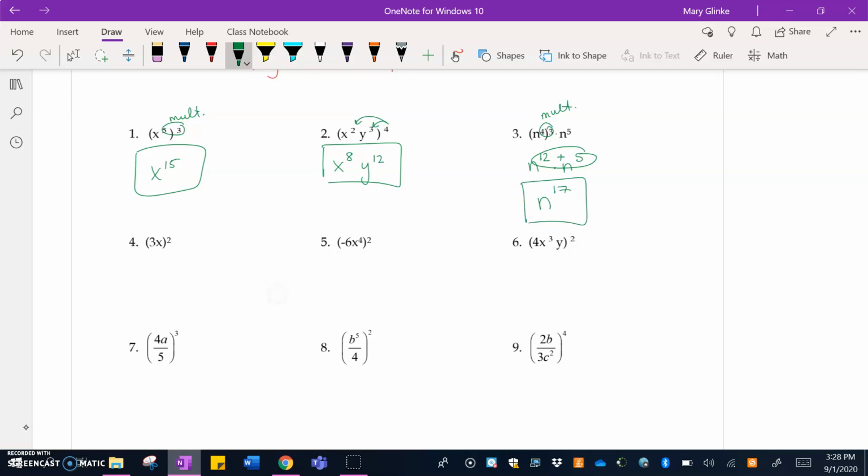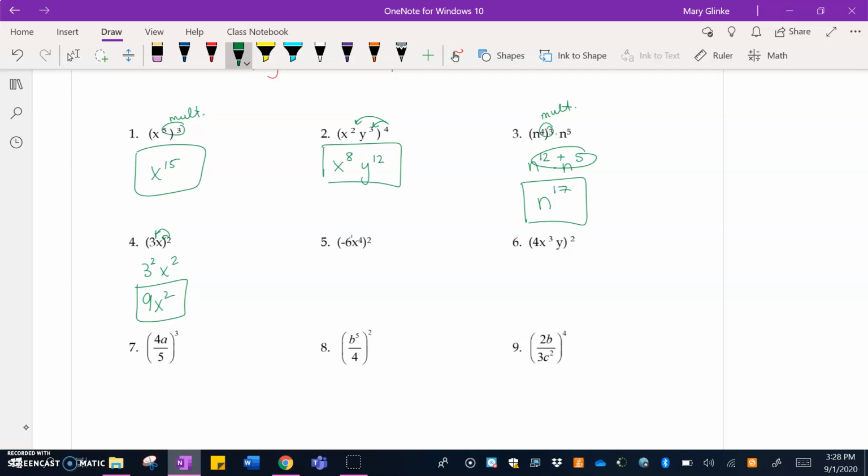So for example 4, it's 3x being squared. So again, I'd think of 3 to the 1st power because we're going to distribute the square to the 3 as 3 squared and x squared. And then you see if anything simplifies further. 3 squared is 9 and x squared is just x squared.